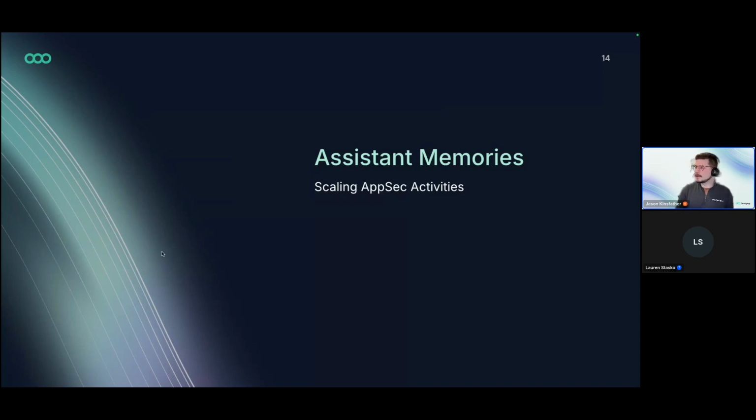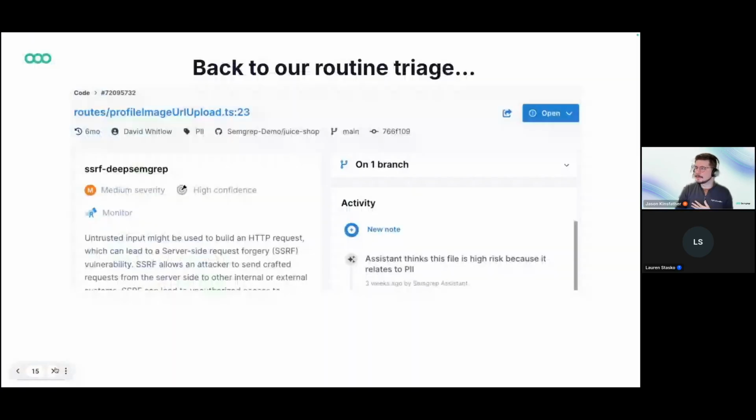Now, ideally, we want our memories to scale our application security knowledge, triage history, and remediation history, so that we can really apply that to our backlog of findings and also to findings in the future. So let's take an example of the same triage scenario as earlier, but let's try to solve it from the angle of AI and Semgrep Assistant.